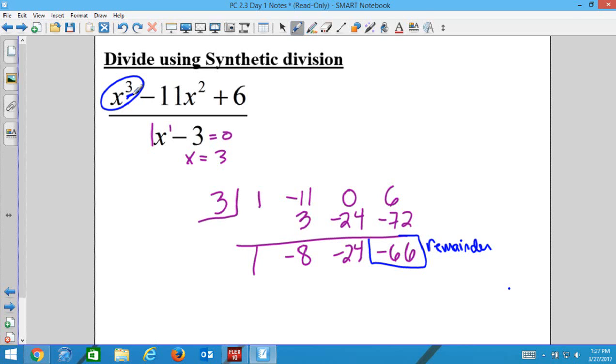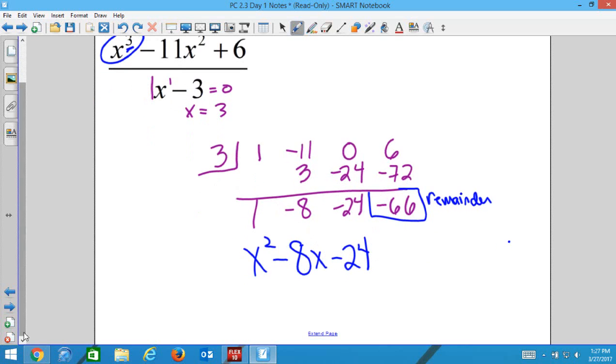So my answer is going to start with an x squared, and this is the coefficient. So we're going to have 1x squared minus, then we go in descending powers of x, 8x minus 24. And since it's a minus 66 as a remainder, I write minus 66 over x minus 3, my divisor.